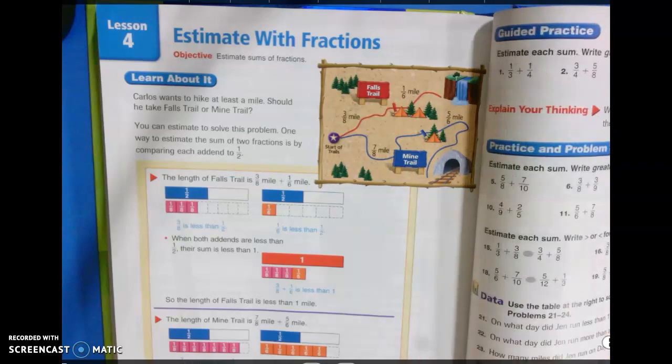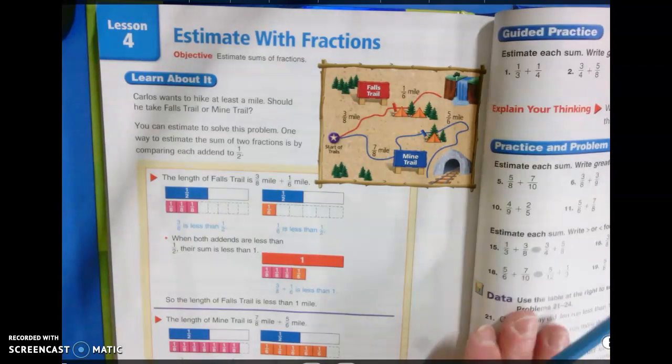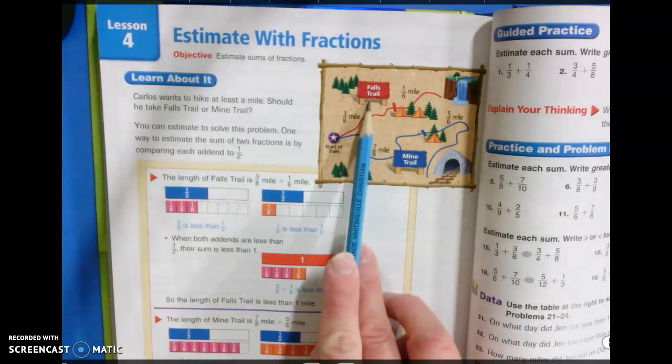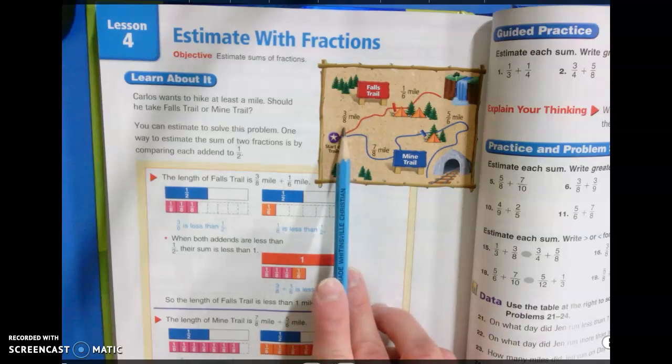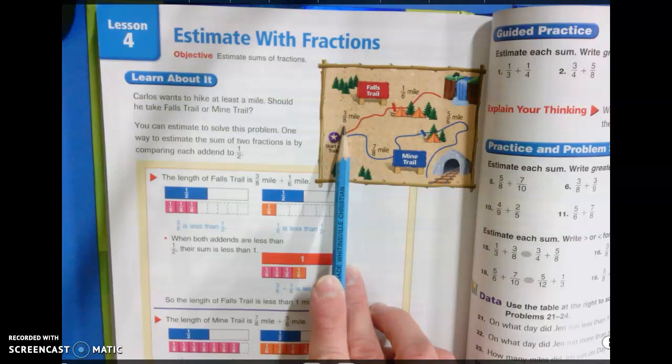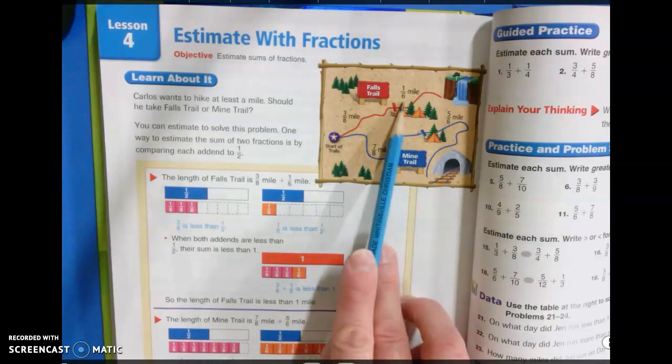So if I want to figure out this trail question, if I look at Falls Trail, I see that there are two pieces that make up this red line. I see the first piece is 3/8 of a mile. And I've got to stop and think about, is that less than a half or greater than a half? That's right. It is less than a half because 4/8 is exactly a half and 3 is less than 4. So this is less than a half. 1/6, we've already said today, is less than a half.